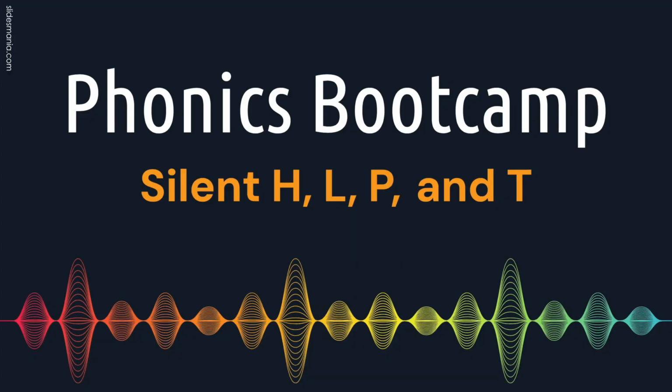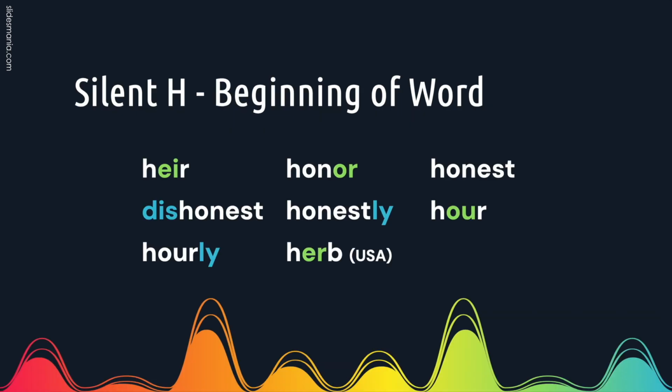We're going to learn about silent H, L, P, and T. In some words, H is silent at the beginning. EI says A, so here we have the word heir. Honor. Notice that OR, while it says or, at the end of a word usually sounds more like er. Honest. We can add prefixes and the H still remains silent, dishonest. We can add suffixes, honestly. This OU is going to say ow, hour, hourly, herb.